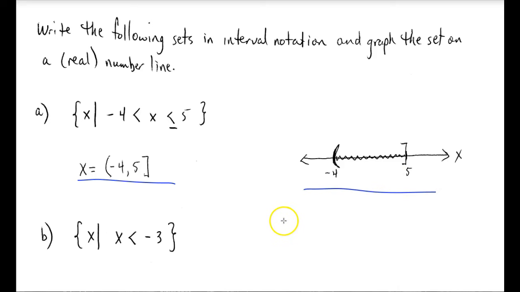Moving on to the next example, here this is the set of all x, and this line means such that. So the set of all x such that x is less than -3. In interval notation, this would look like this. And if we were to draw it out, it would look something like this, and we would have a parenthesis there, going like that.